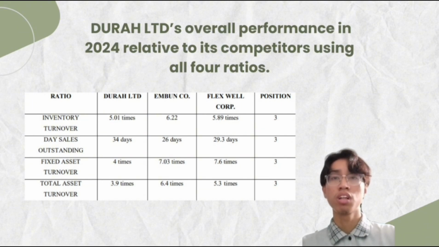In conclusion, DURAH ranks last in all four ratios, which clearly shows that it's not performing as efficiently as its competitors. While there may be internal improvement, the company still needs to work on managing its assets and collection to stay competitive in the market.